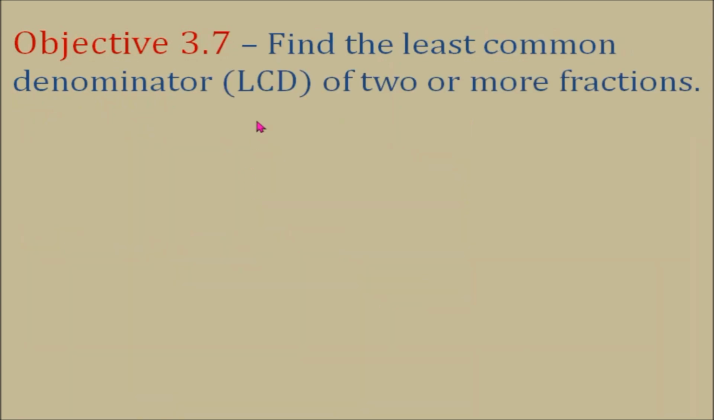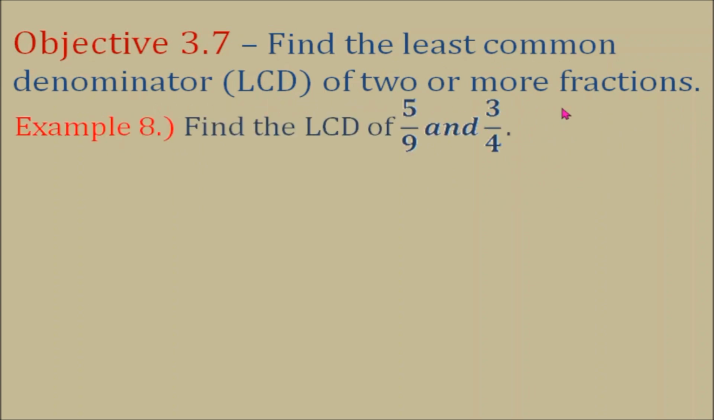Objective number 7. Find the least common denominator or LCD of 2 or more fractions. Example number 8. Find the least common denominator of 5 over 9 and 3 over 4. So the denominators here are 9 and 4. And these numbers have no common factor. So if this would be the case, we are going to multiply the two numbers, and that's our LCD.